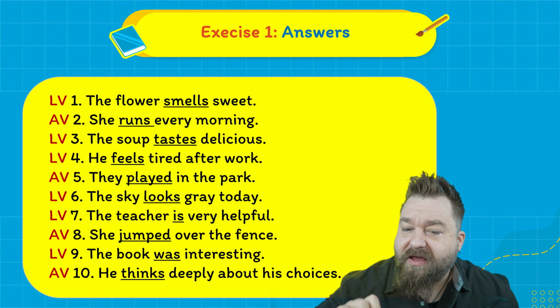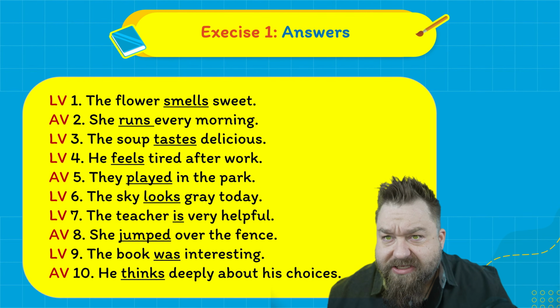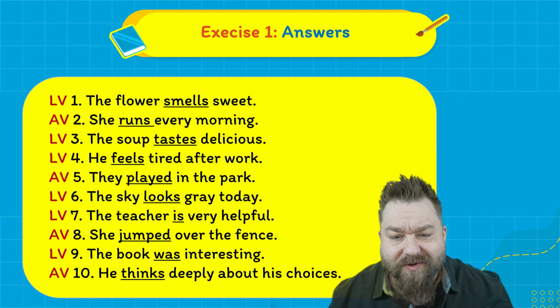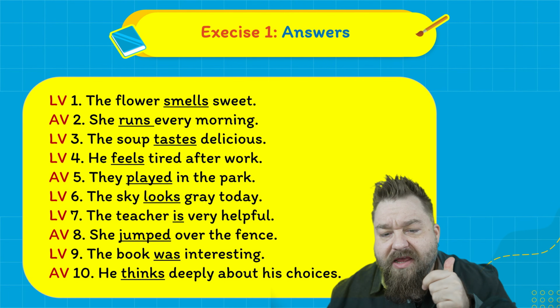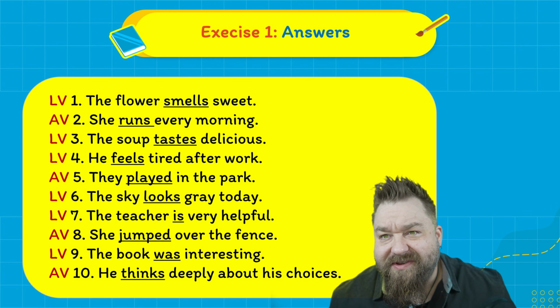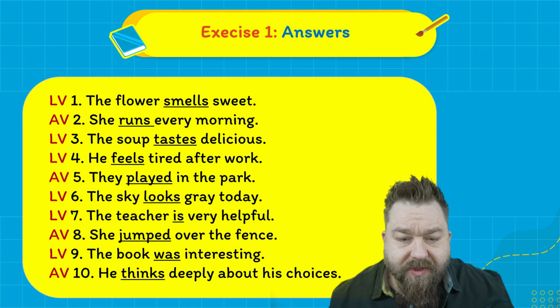Number 5, they played in the park. Well, they're doing something, right? This is action. They did it. Okay? Number 6, the sky looks gray today. Well, there's detail. That's lots of detail, so it's a linking verb, right? There's no action going on here.